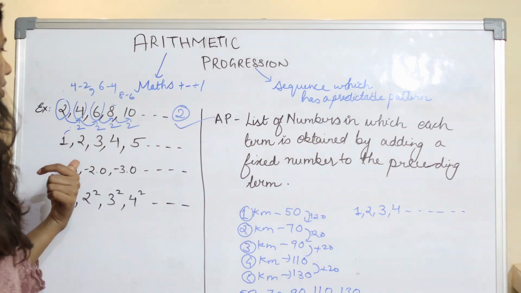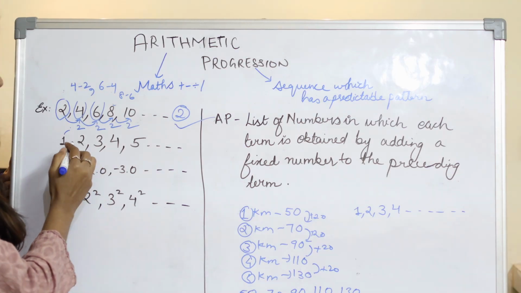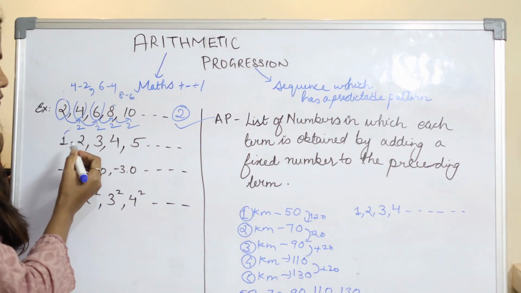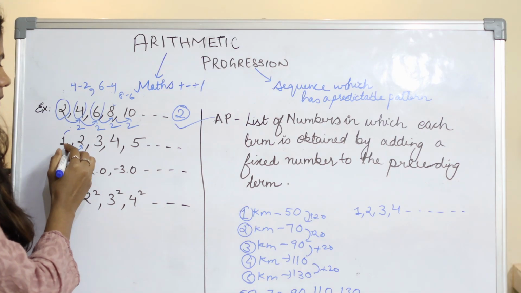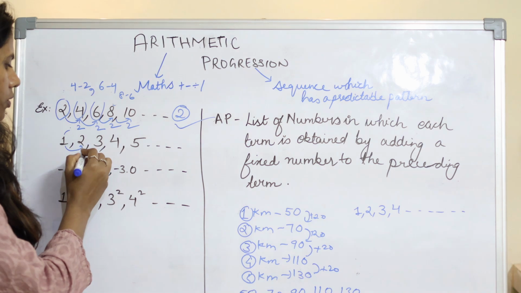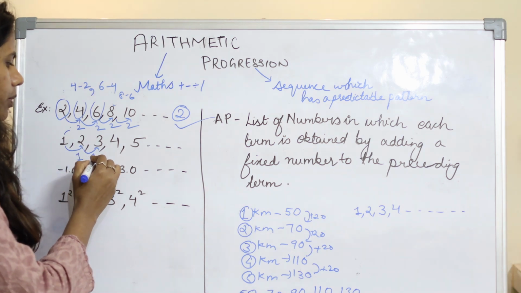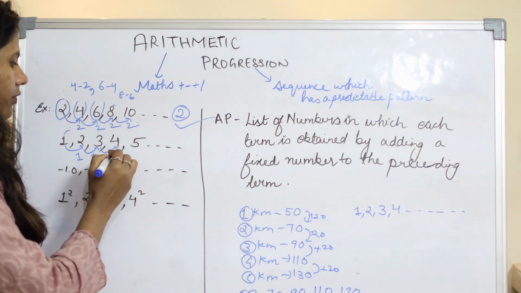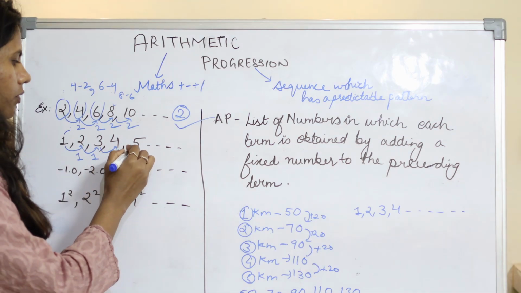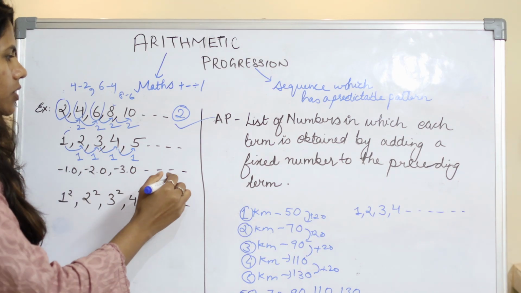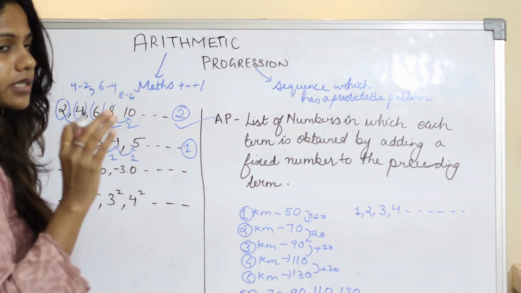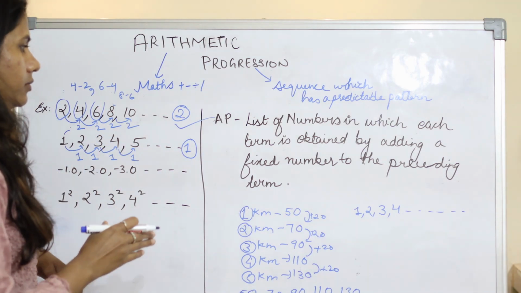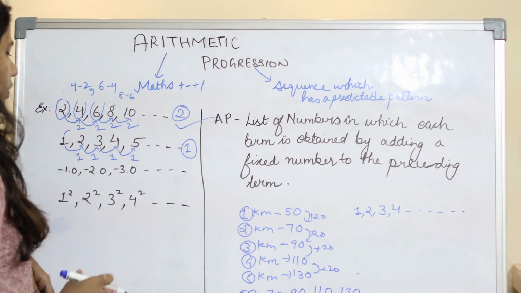Now the next one. Let's subtract 1 from 2. It will be 1. 2 from 3, it will be 1. 3 from 4, it will be 1. 4 from 5, it will be 1. So the difference, the fixed number by which it is increasing, is 1.